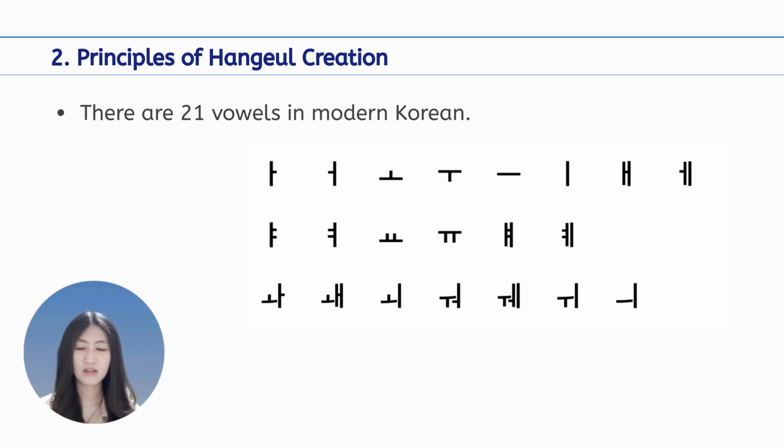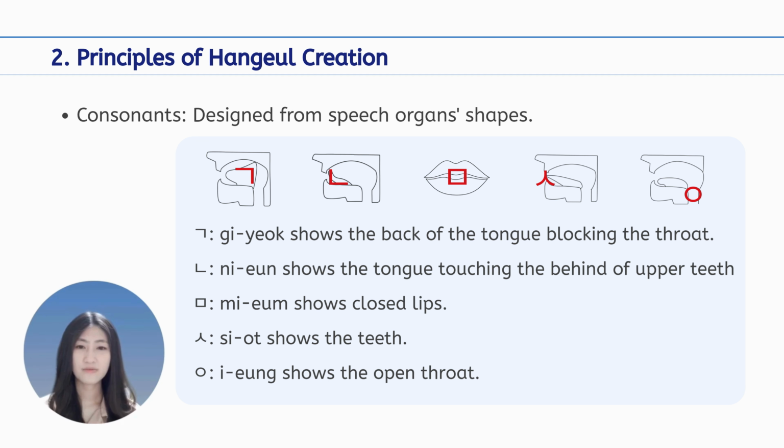Now let's look at consonants. There are 5 basic consonants. They were made by copying the shape of our speech organs. For example, 기역 looks like the tongue blocking the throat. 니은 shows the tongue touches the upper gums. 미음 is the shape of the lips. And 시오 shows the teeth. Finally, 이음 represents the shape of the throat.